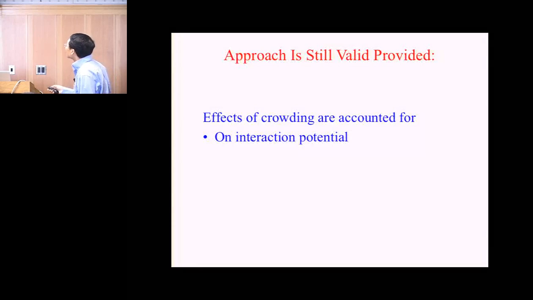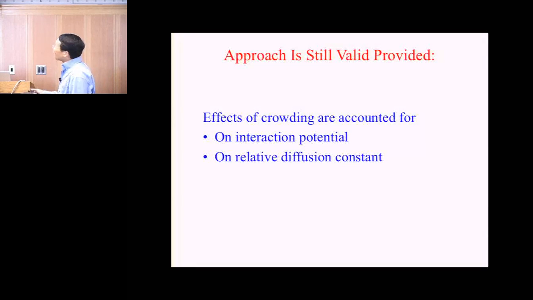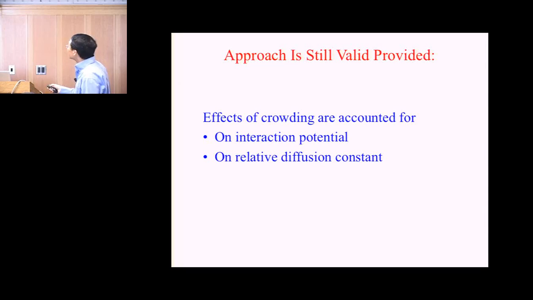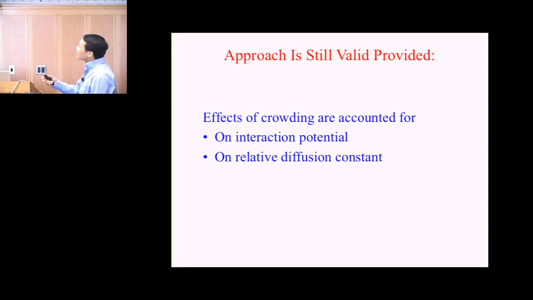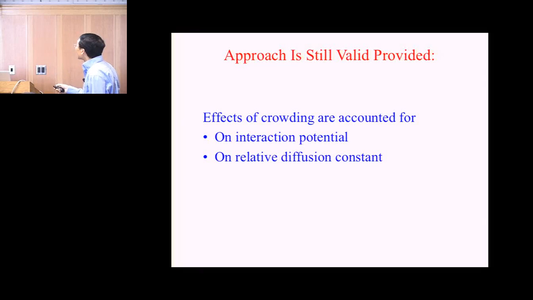A second effect is that the random diffusion of the rectin molecules is slowed down by the presence of the crowders, so they have a harder time to find each other. So now these two effects actually oppose each other.